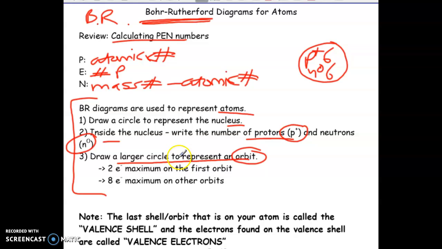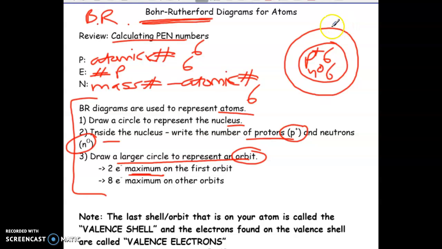So the first orbit we draw can only hold a max of 2 electrons. Basically we can fit 2 electrons on this circle. Where you put the electrons is important. So let's just quickly do carbon. We know it's 6, 6, 6, right? So for carbon, that first orbit we just drew is going to have 2 electrons. The electrons are negatively charged, and normally electrons come in groups of 2.